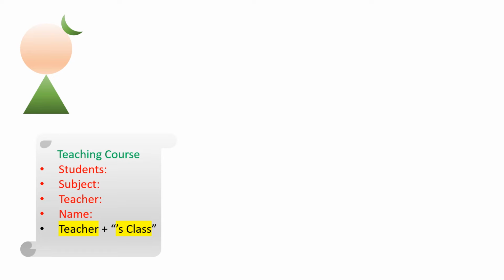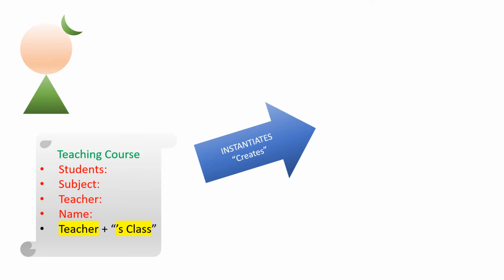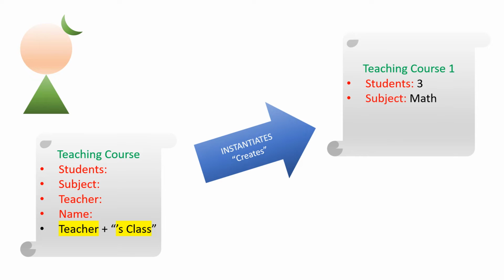Now that she has this blueprint in place, she's going to instantiate, or create, an actual class. And here we have teaching course 1. This teaching course has 3 students. It has math as its subject. Its teacher is named Mrs. A. And the name, thanks to our constructor, has named this variable Mrs. A's class.